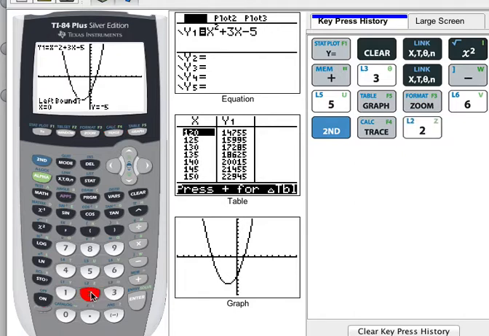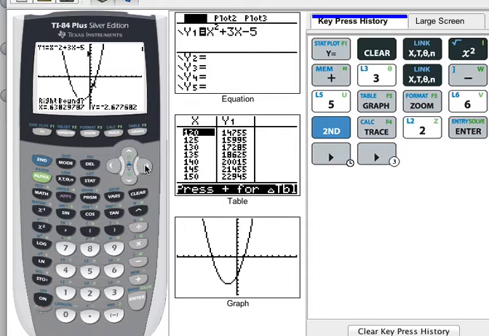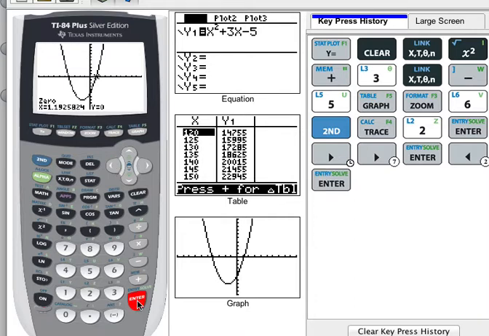Click on the second option, which is zeros. You'll be asked a couple questions. Left bound. Pick left of one of the x-intercepts. And then right bound, so pick right of the x-intercept. And then go in the middle, which is your guess. It will solve it for you. So that 0 is at 1.19 to the nearest hundredths.